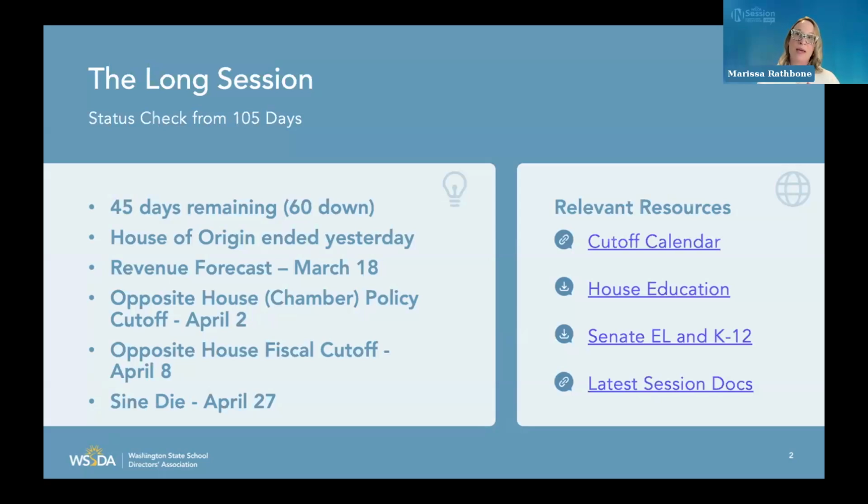So that means that any bills that made it out of the House that were referred to Senate Early Learning and K-12 as an example will have to be passed out of that committee by April 2nd, and then passed out of the Fiscal Committee, Senate Ways and Means, by April 8th, and then debated on the floor for passage before sine die. So we've seen a lot of bills, more bills drop off of our bill list than remain. However, there are still some in play, and that's why we will be having more hearings starting today. House Education and Senate Early Learning and K-12 met today for the first time in several weeks to start addressing some of the bills that are still in play.